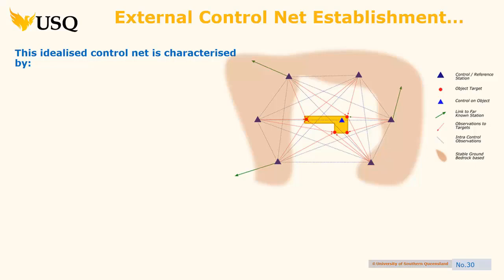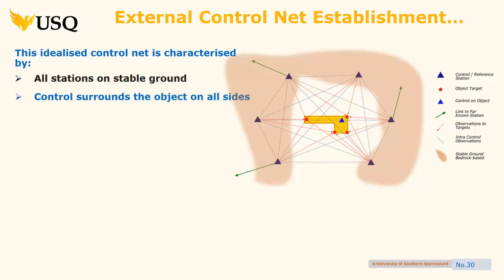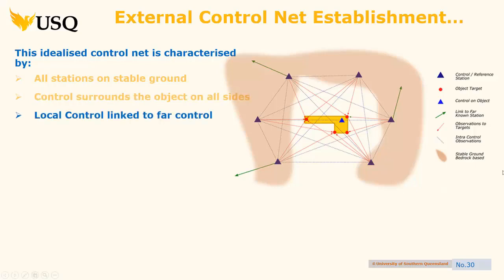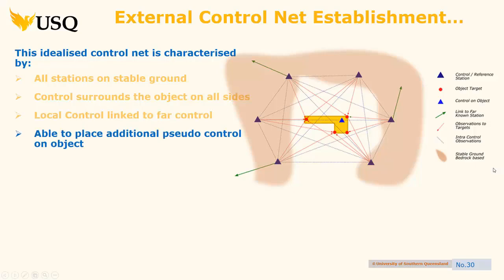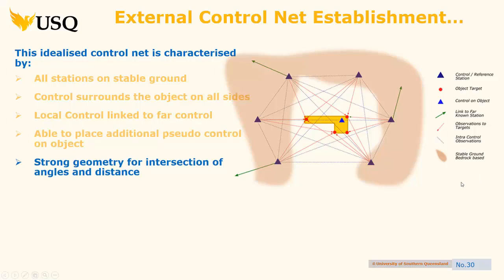Okay, so the idealized thing is there's a control net around a typical structure, right? All stations are on stable ground. Control surrounds the object on all sides. This is what you'll see in texts, right? Local control is linked to the far control, like the national net, the thing that you know the survey uncertainty of. You're able to place additional control if you need to, you can add it in without too many issues. Strong geometry, you can see that's a lovely diagram there.